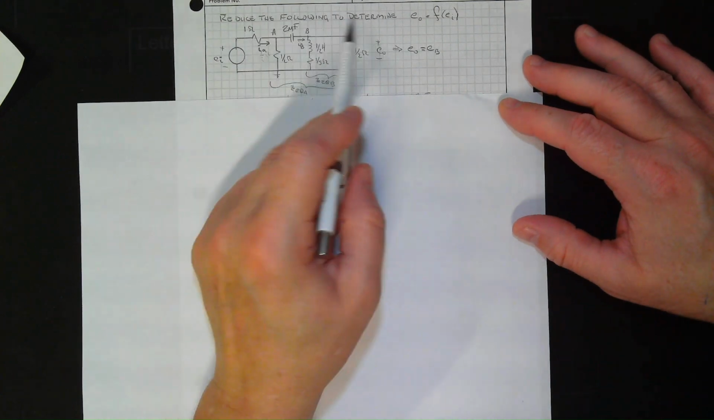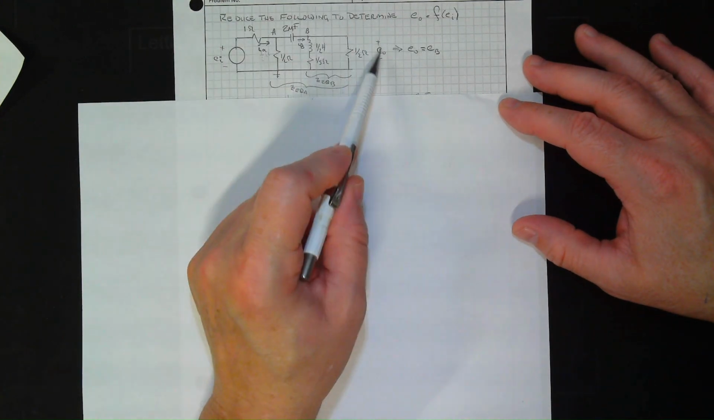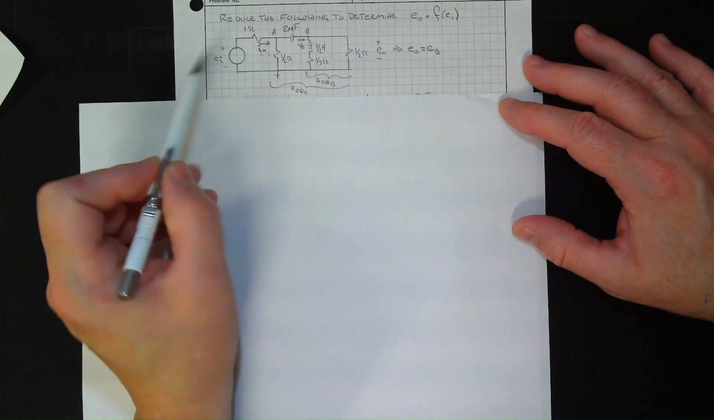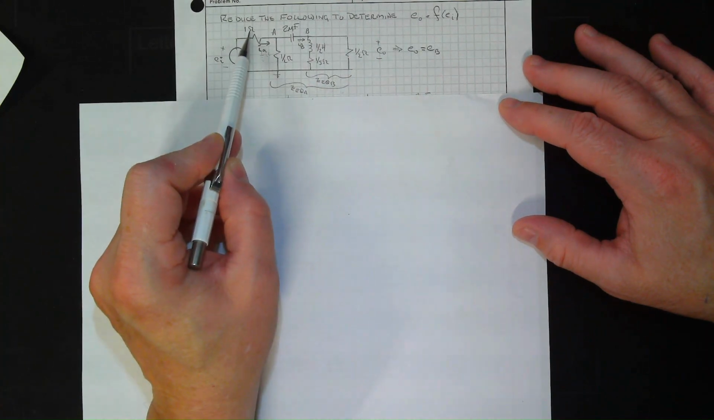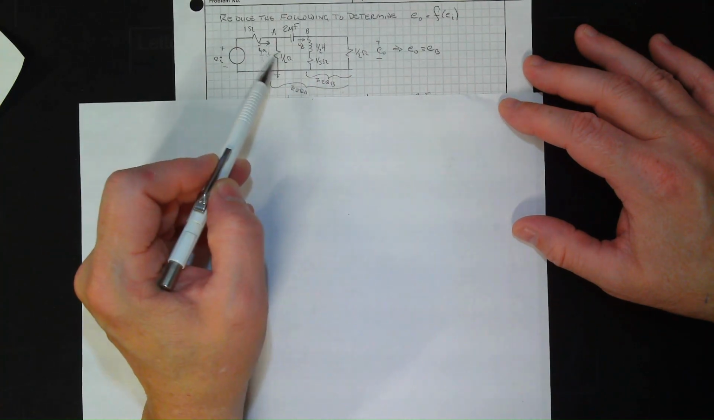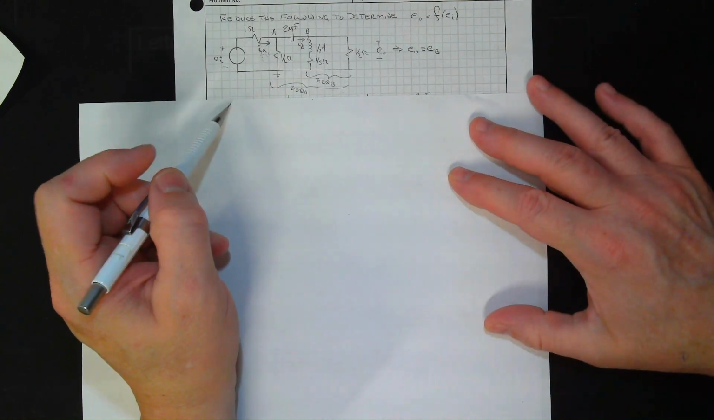All right, one more circuit reduction problem. And so we're going to look at reducing the following. What I want to find out is what is EO as a function of EI. And here we have resistors and inductors, so we have to use impedance to reduce this down.